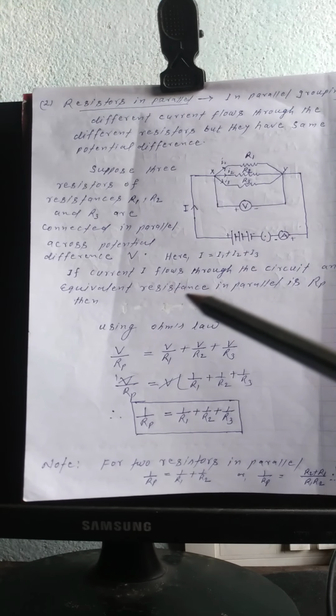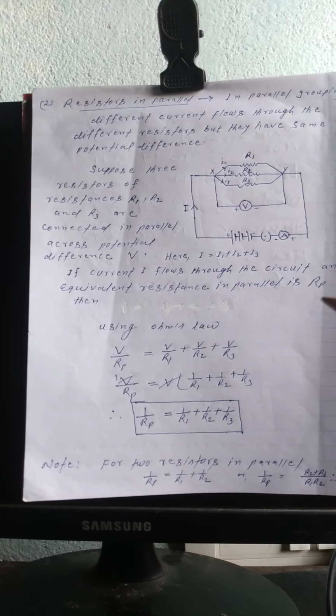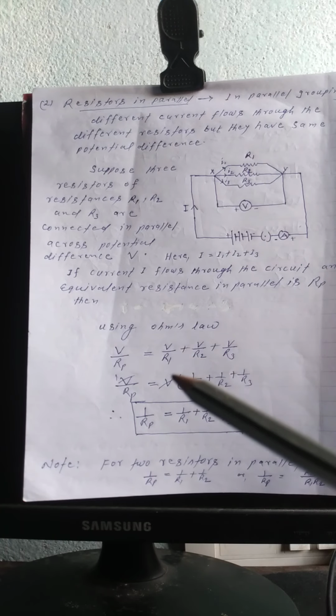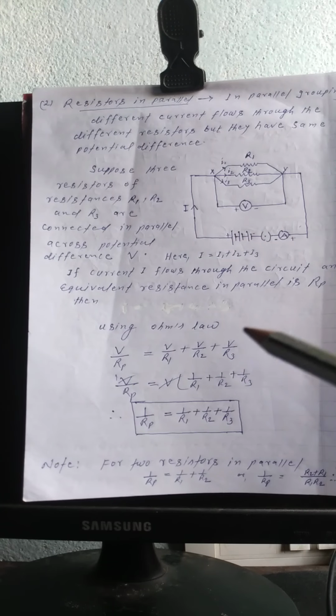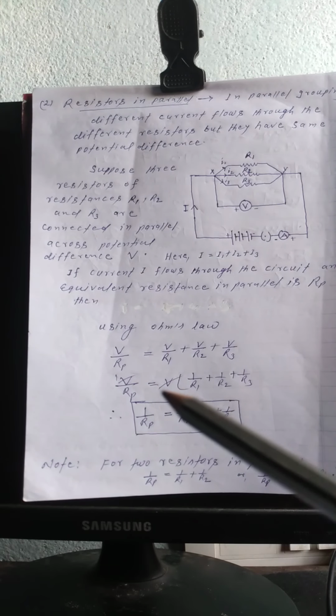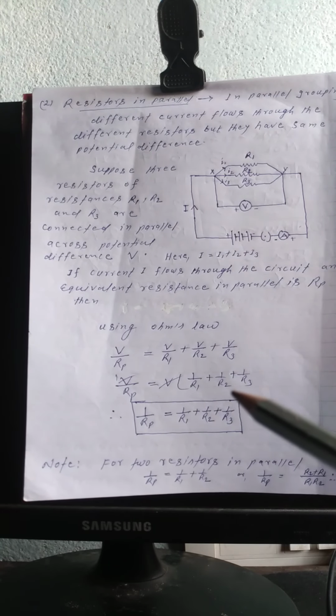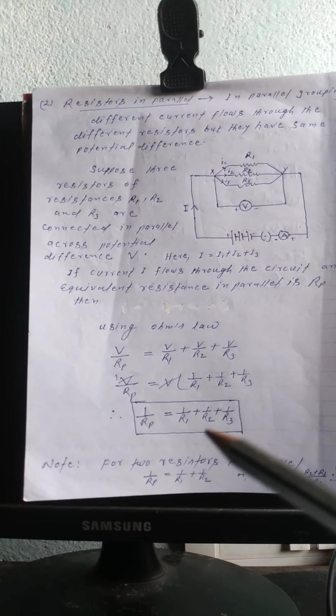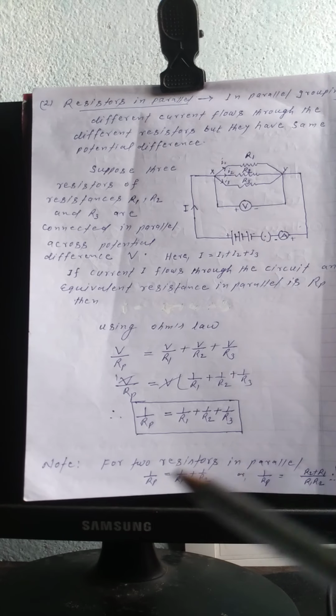If current I flows through the circuit and the equivalent resistance in parallel is Rp, then using Ohm's law, I is equal to V by Rp, I1 is V by R1, I2 is V by R2, I3 is V by R3. Now V by Rp is equal to V times (1 by R1 plus 1 by R2 plus 1 by R3). Therefore 1 by Rp is equal to 1 by R1 plus 1 by R2 plus 1 by R3.